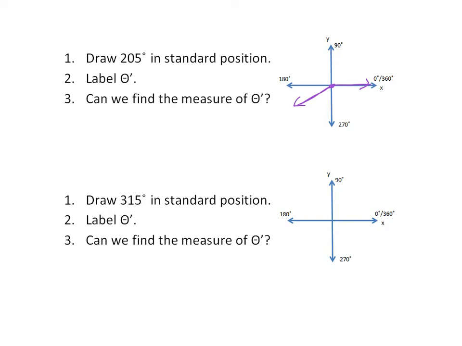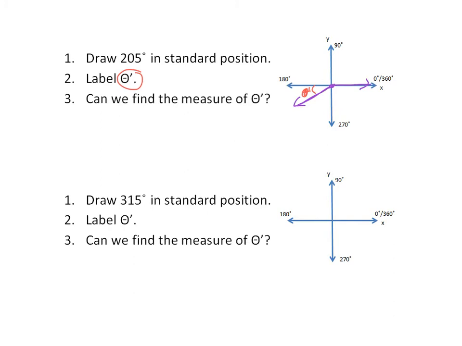Now where is theta prime? Theta prime is created once again with the terminal side of the original angle and the nearest x-axis, which is right here. So here's theta prime right here. It's so hard to draw on this, sorry. All right, that's theta prime. Once again, can we find the measure of that?